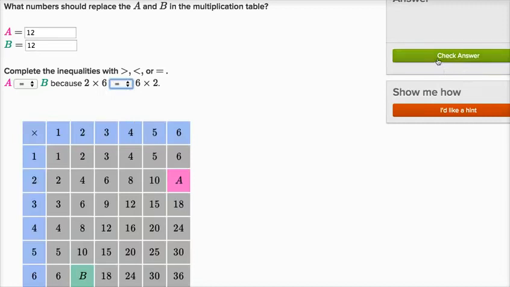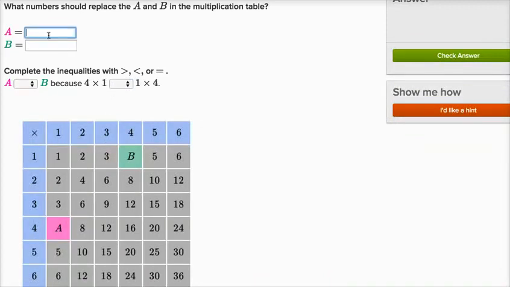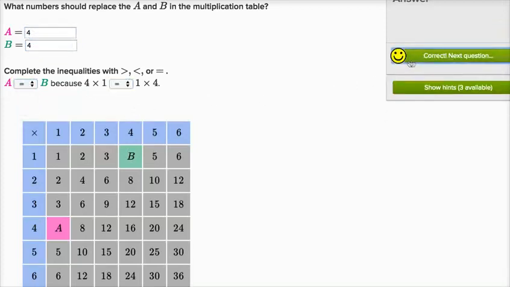Let's do one more. This is actually a lot of fun. All right. So a is whatever 4 times 1 is, which we know is going to be 4. B is going to be whatever 1 times 4 is, which is also going to be 4. And I think you see a pattern here. A equals b, because 4 times 1 is the same thing as 1 times 4.